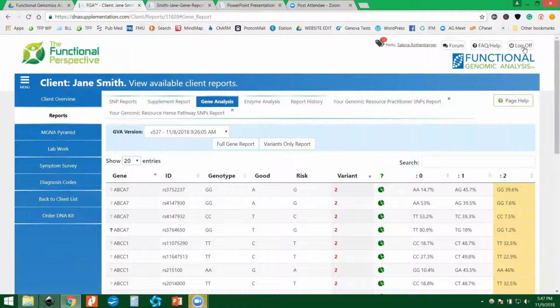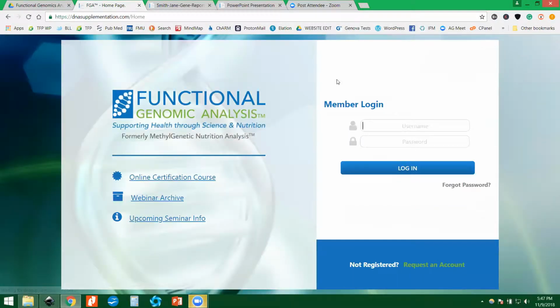When you go to DNAsupplementation.com, this is what it looks like. Over here on the right is the practitioner portal, and you click down here in the bottom right hand corner, and that's where you can create an account. Over on the left is their training, and oh my goodness, their training is amazing. They have this online certification course. This information is open to anybody.